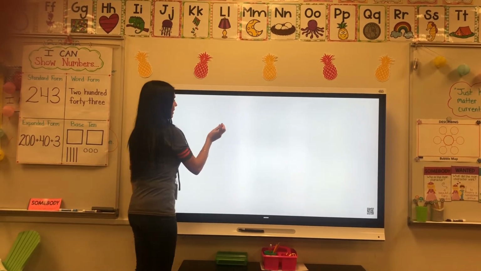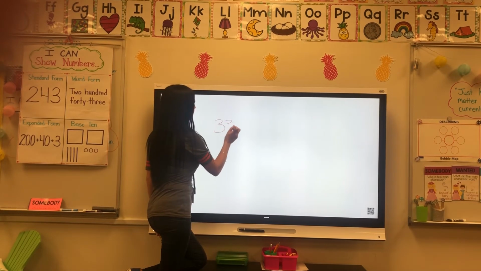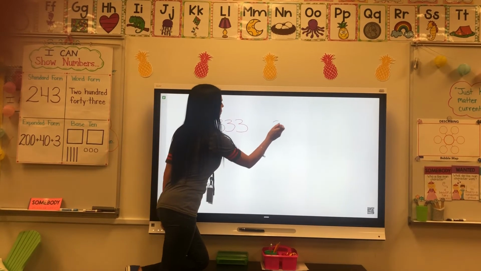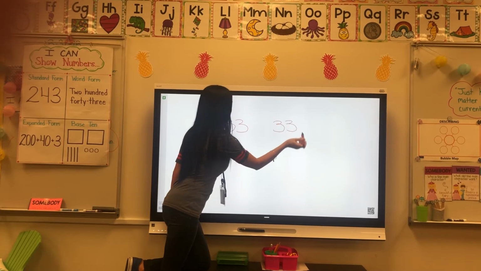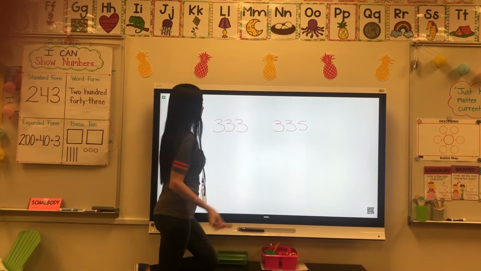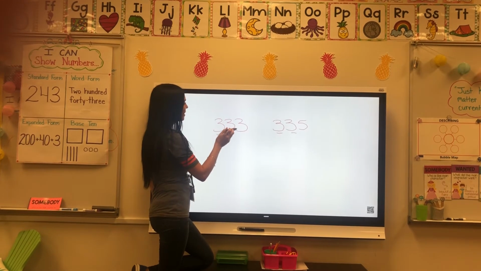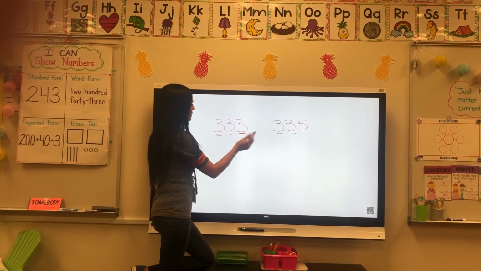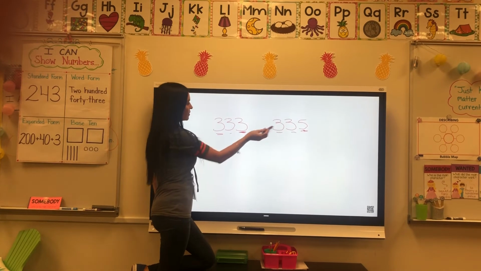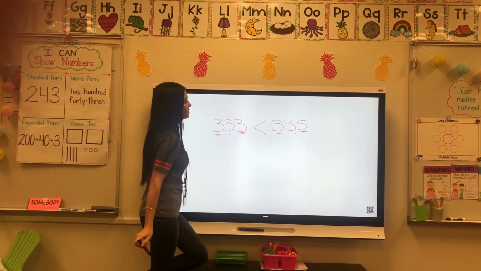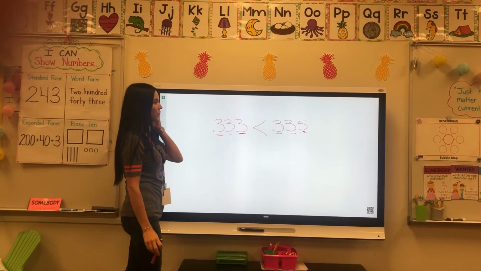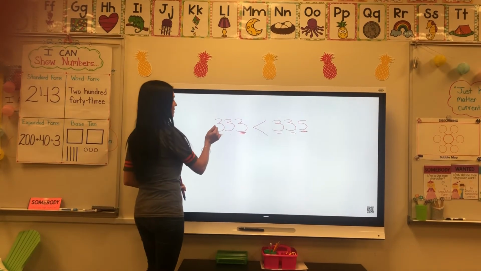Lastly, the hundreds and the tens could be the same. So if I had 333 and 335, I'm going to check my hundreds and my tens and see that they're all the same. And then I'm going to look at my ones. And I have a 3 and I have a 5. So that one's bigger, so I'm going to draw it the opposite way this time. So 333 is less than 335.